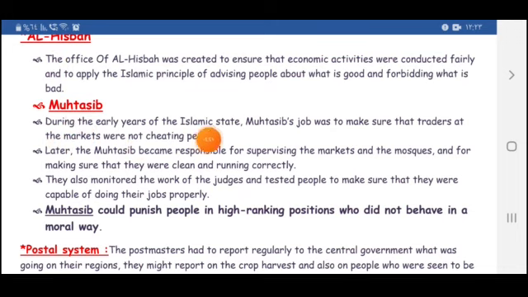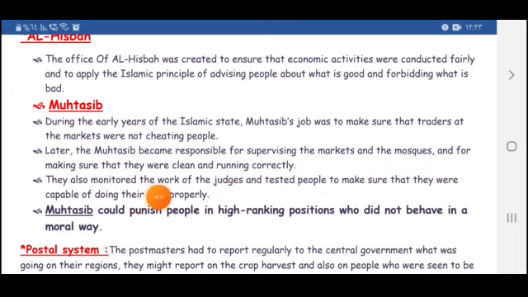During the early years of the Islamic State, Al-Muhtasib's job was to make sure that traders at the markets were not cheating people. He used to keep an eye on them. Later, Al-Muhtasib became responsible for supervising the markets and the mosques. So at first it was for the markets, later it became also the mosques, and for making sure that they were clean and running correctly.